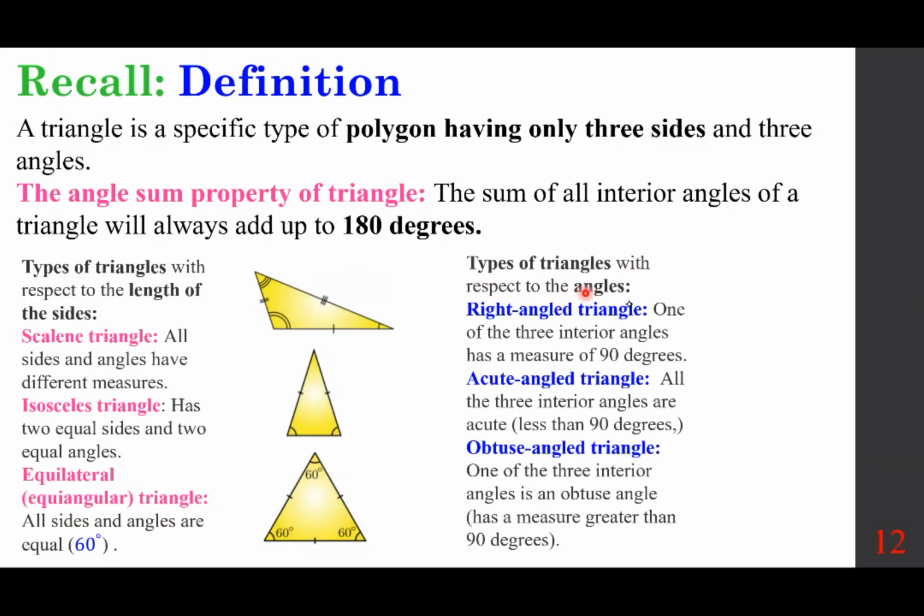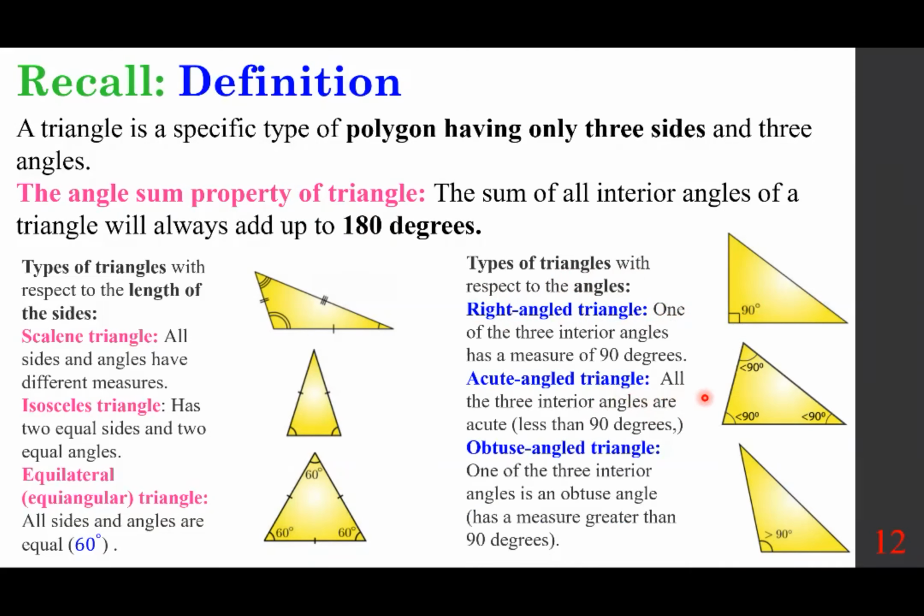Types of triangle with respect to the angles. If one angle is 90 degrees, we call it a right angle triangle. So 1 is 90 degrees. Acute angle triangle, when every angle is less than 90 degrees. Obtuse is the one where one angle must be larger than 90. And by the way, you can never have more than one angle more than 90 degrees because the sum is 180. So these are different terminologies. We wanted to refresh everybody's memory.